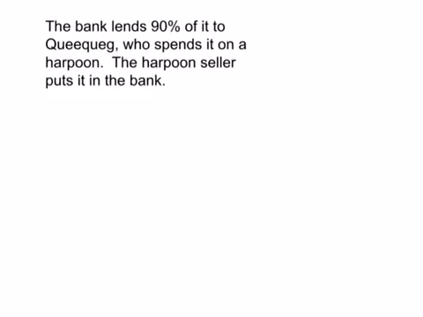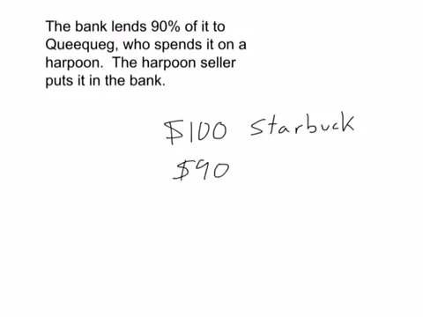That guy spends the $90, which is 90% of $100. He spends his $90 on something, and then whoever sold him that thing puts that money in the bank. So now we have the original $100 that our first person had. Okay, this belongs to Starbuck. And then we have another $90 that whoever sold the harpoon now has. So now the money supply is not $100, but $190.